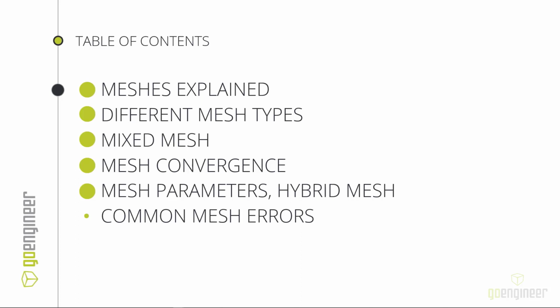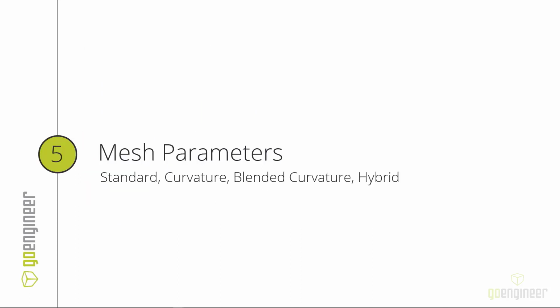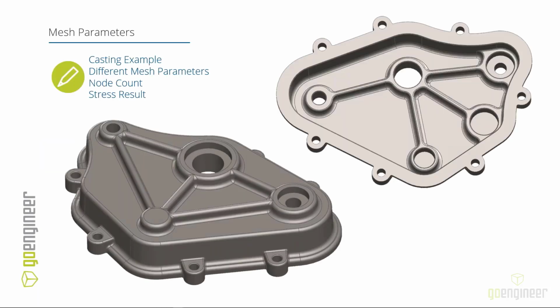Now let's talk about mesh parameters and a hybrid mesh. So you notice I talked about a standard mesh where it tries to put the same size cell everywhere in the model. Well, there's two other parameters. There's curvature based and blended curvature. And there are some upsides to those and there are some downsides to those. So I just want to kind of talk about those specifically with this cast cover model.